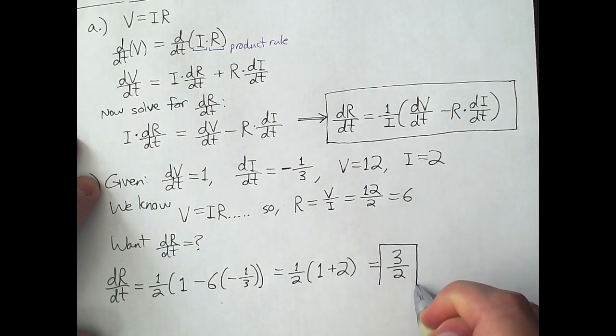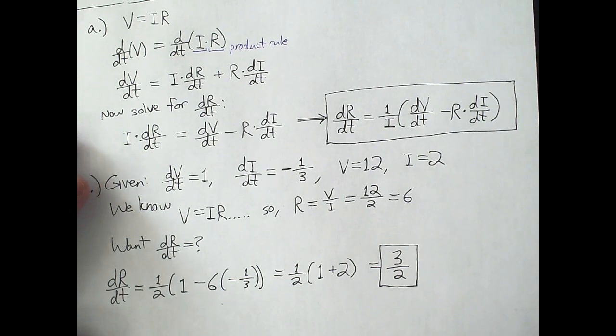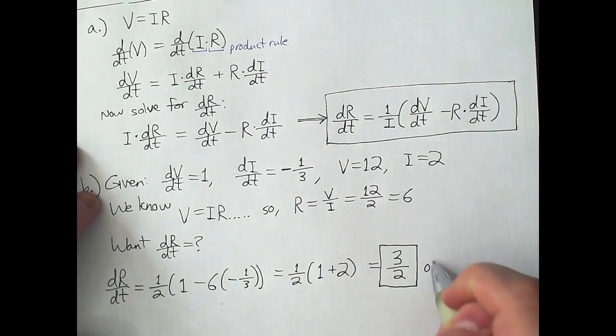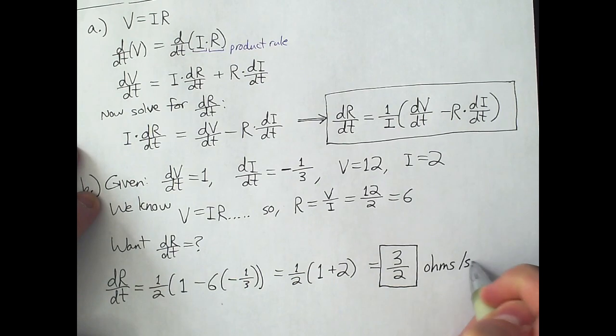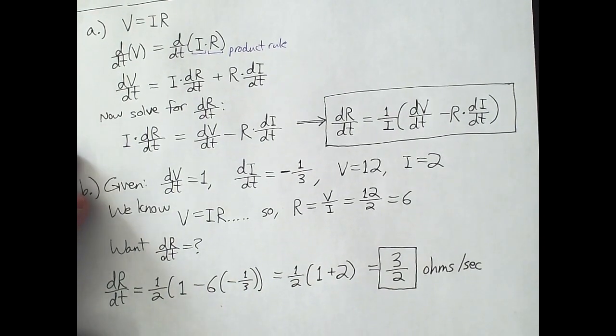And I'm going to put a box around it, but I want to think, what's the units? This is the rate of change of R, and the problem told us that R is measured in ohms. So I'm going to say ohms per second. And that's a good answer.